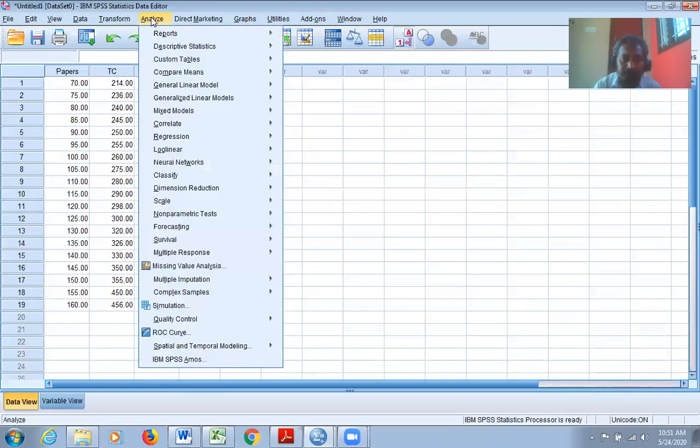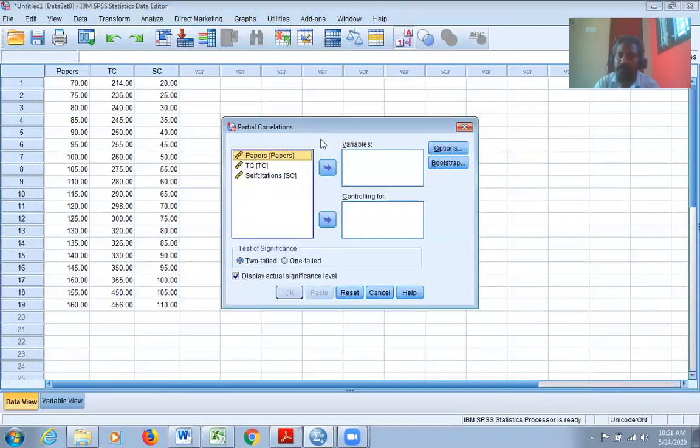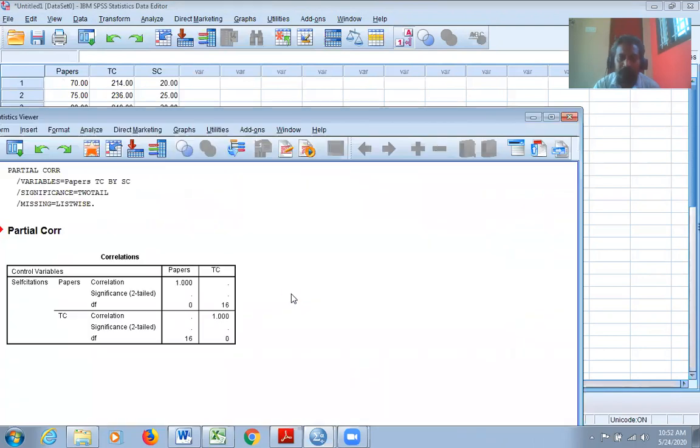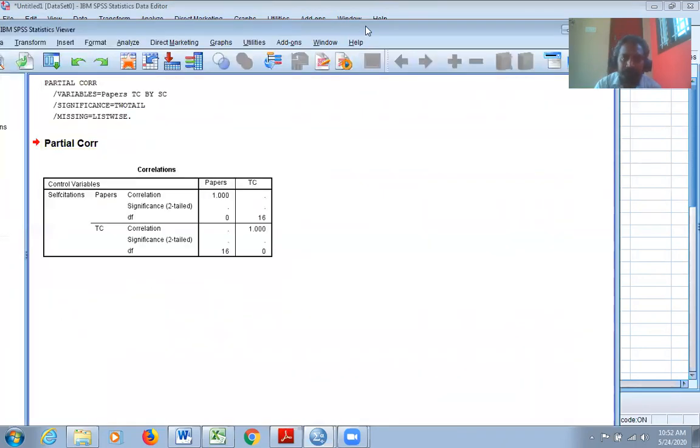Please go to analyze, correlate, and there is an option called partial correlation. You can click on partial, and it asks what the variables are and what the factor to be controlled for is. Here I select variables papers and total citations, send them to the variables box, and I select self-citations, send it to the controlling box. Fine. So here we try to explore the linear relationship of two numerical data controlling the effect of a third numerical data. Fine. So I just click the two times, automatically appears on the calculator. I say OK, and you can see the result here.